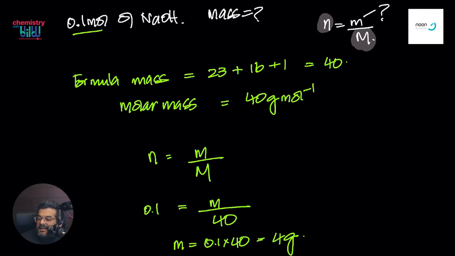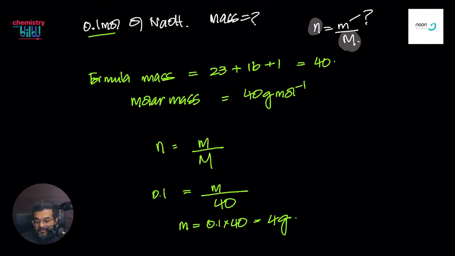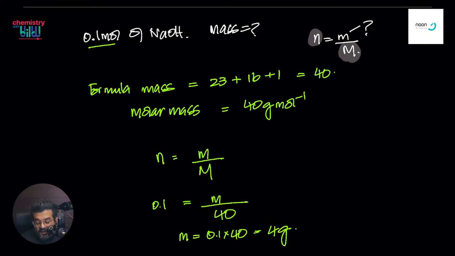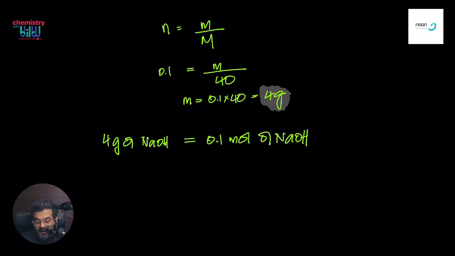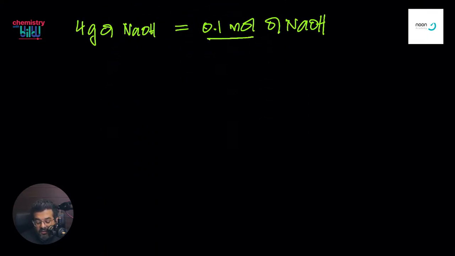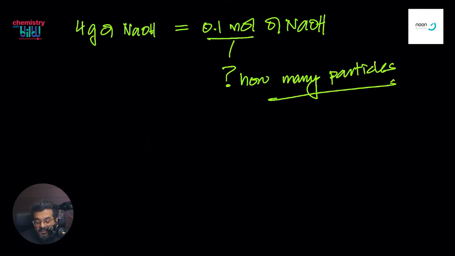All right. Does it make sense? So why does it matter? Because now you know that 4 grams of NaOH in the lab is 0.1 moles of NaOH in the lab. That's why we do this. We now know that 4 grams of NaOH is the same amount, mole value, as 0.1 moles of NaOH. And why does that matter? Because I can now know how many particles this is. I can find that out.